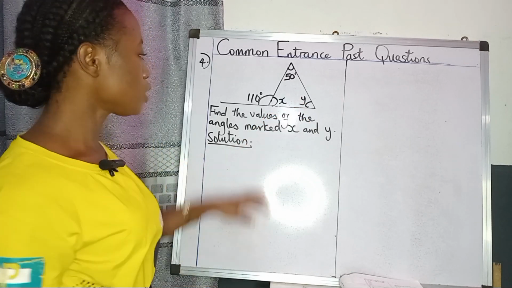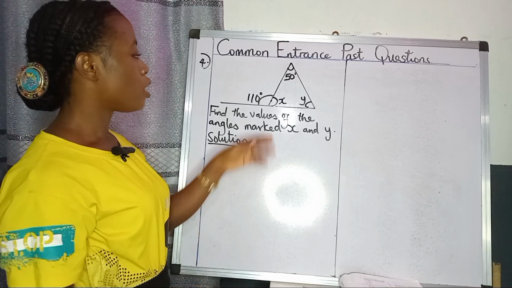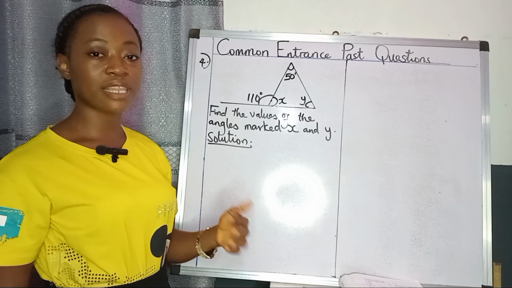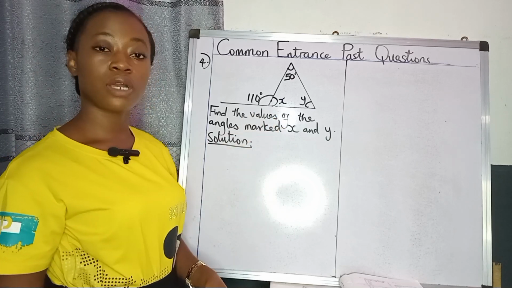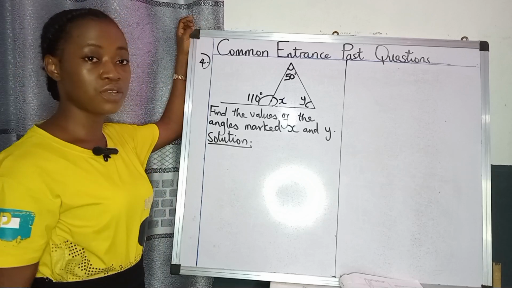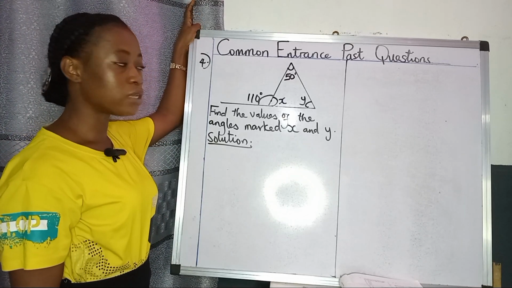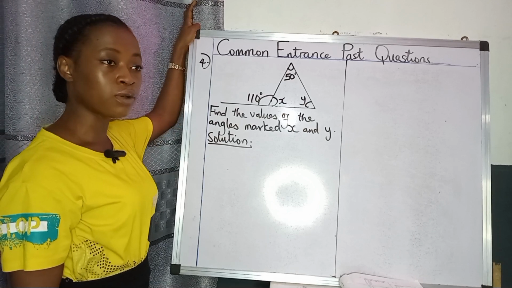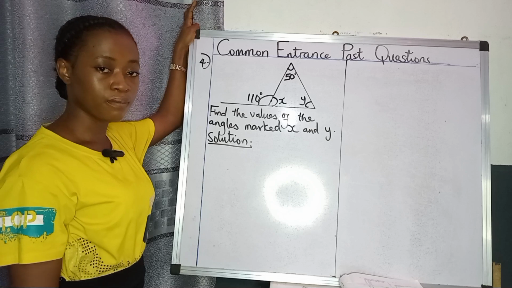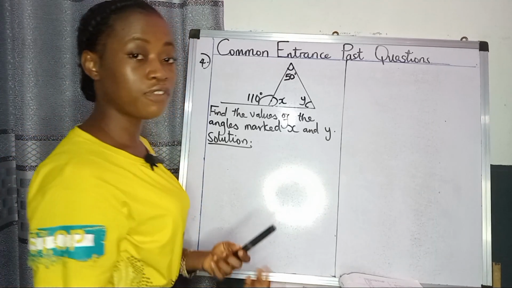Now to find x, there are two ways. You can use the sum of angles on a straight line to find the value of x. You can as well use, remember that when you learnt about exterior angles, you can remember that one exterior angle and its corresponding interior angle in a regular polygon is equal to 180 degrees. Okay, so we can use any of the methods.